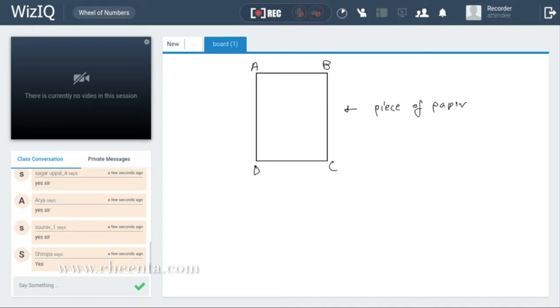Okay, so the first step, we want to fold a paper to get a square out of the rectangle. How do you think we can do that? How can we fold the paper to get a square out of this rectangle?